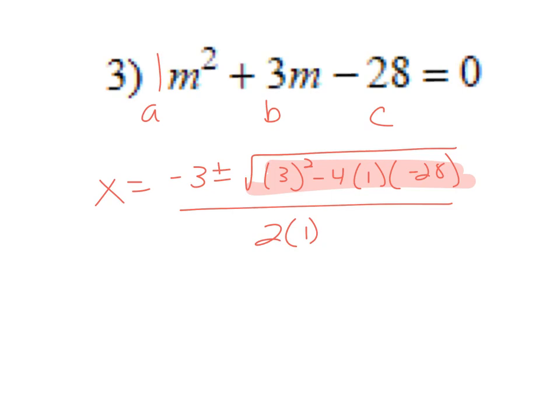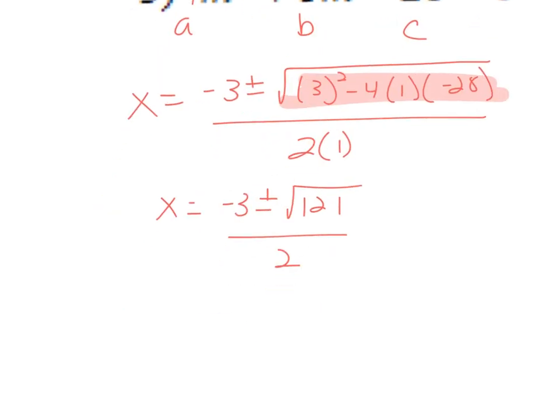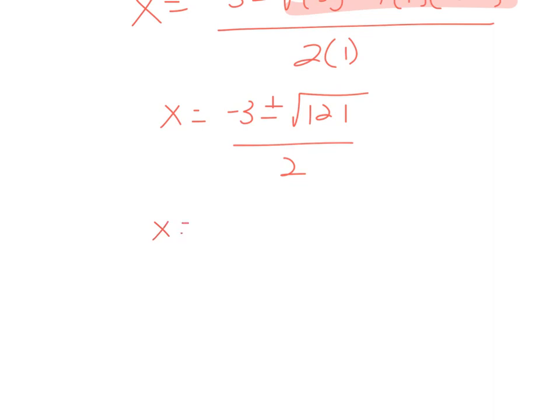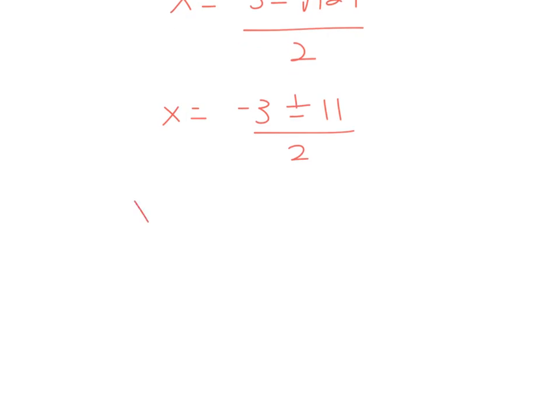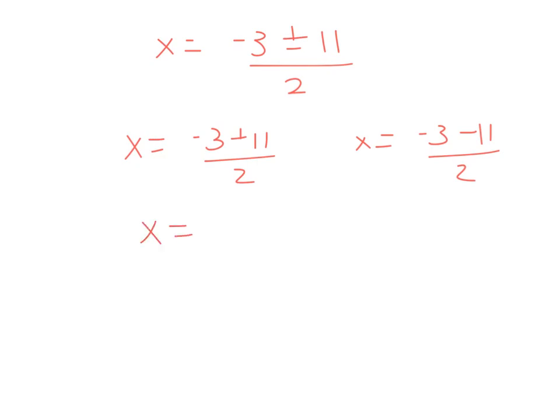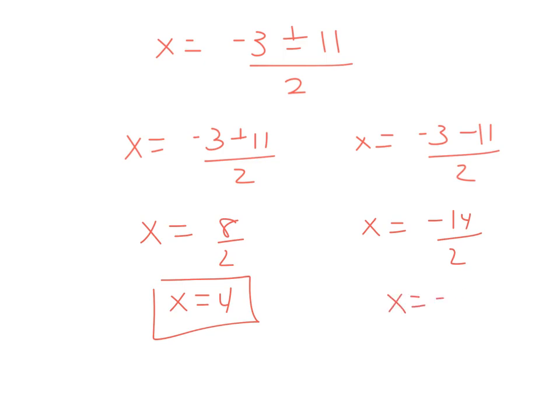And when I do that, I get x equals negative 3 plus or minus the square root of 121 divided by 2. All right, the square root of 121 is 11, so I have negative 3 plus or minus 11 divided by 2. Now I'll break it up into my two parts. So I've got negative 3 plus 11 divided by 2, and I've got negative 3 minus 11 divided by 2. All right, so on this guy, negative 3 plus 11 is 8, divided by 2 is 4. On the second guy here, negative 3 minus 11 is negative 14, divided by 2, and that gives me negative 7.